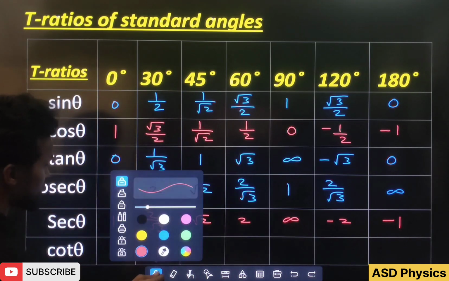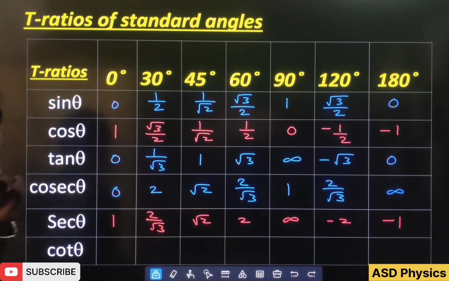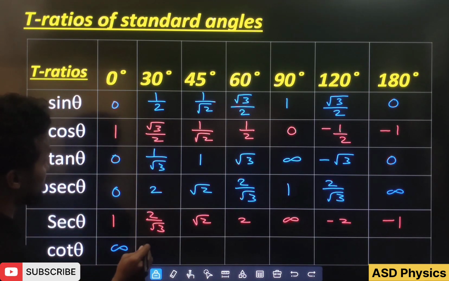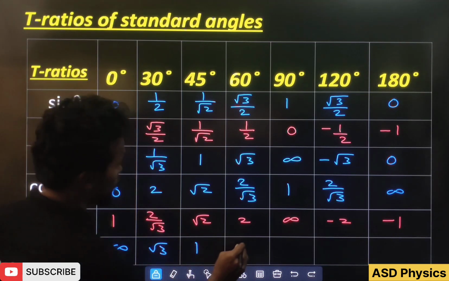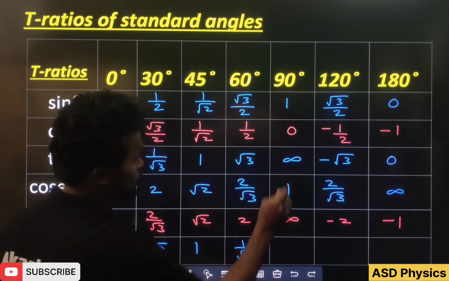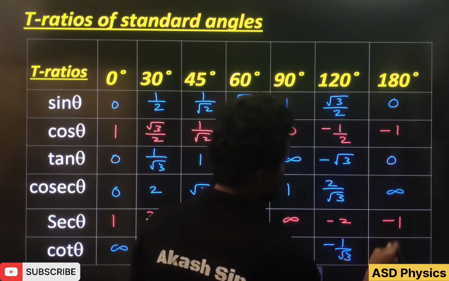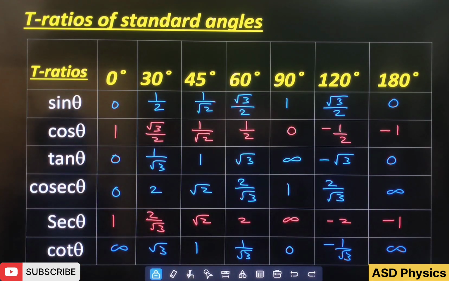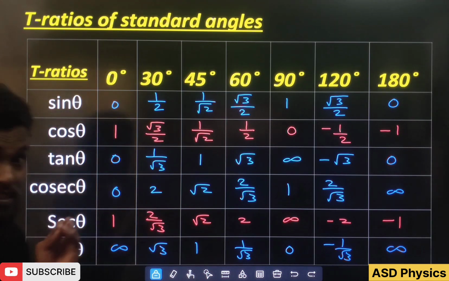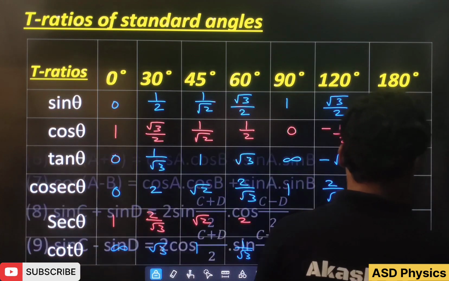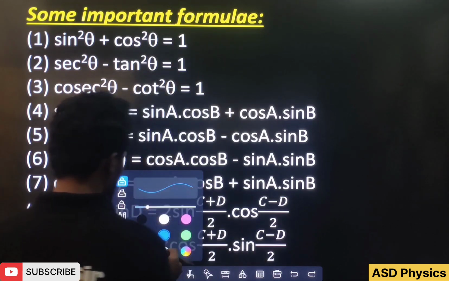Now students, after that, if we talk about cot theta, that means reciprocal of tan. Infinity, root 3, 1, 1 by root 3, 0, then minus 1 by root 3, and here infinity. So students, at least these standard angles you should remember to deal with physics. Other basic things you will learn in maths, no problem.